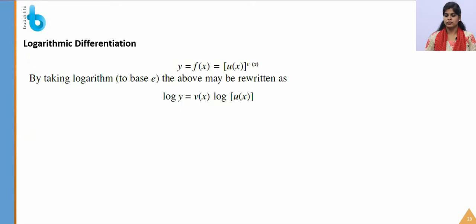Next we will see logarithmic differentiation, which is very important in this chapter. See, if a function y equals f of x is given in the form of u of x to the power v of x, then on taking log, what will happen? Taking log on both sides, log y equals v of x log of u of x, as the power comes to the front. This also we will use.